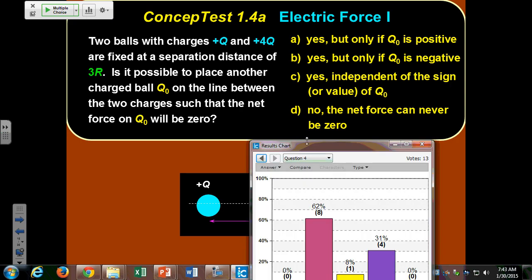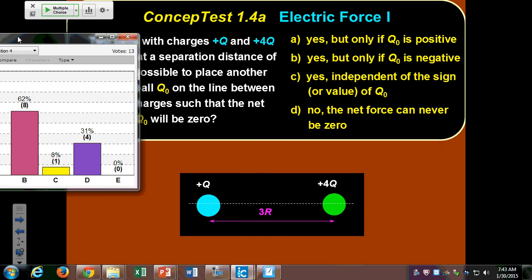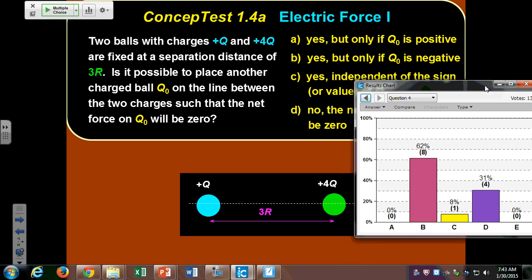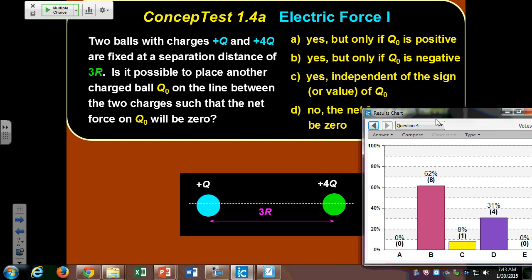Alright, let's see, we're sort of split here. Let's take a look and see. So if I put a negative charge somewhere, let's just forget about the magnitudes of the charges, but if I put a negative Q right here, the force due to this charge would be in that direction, and the force due to this charge would be in that direction. All right, so that could give us a 0 force.